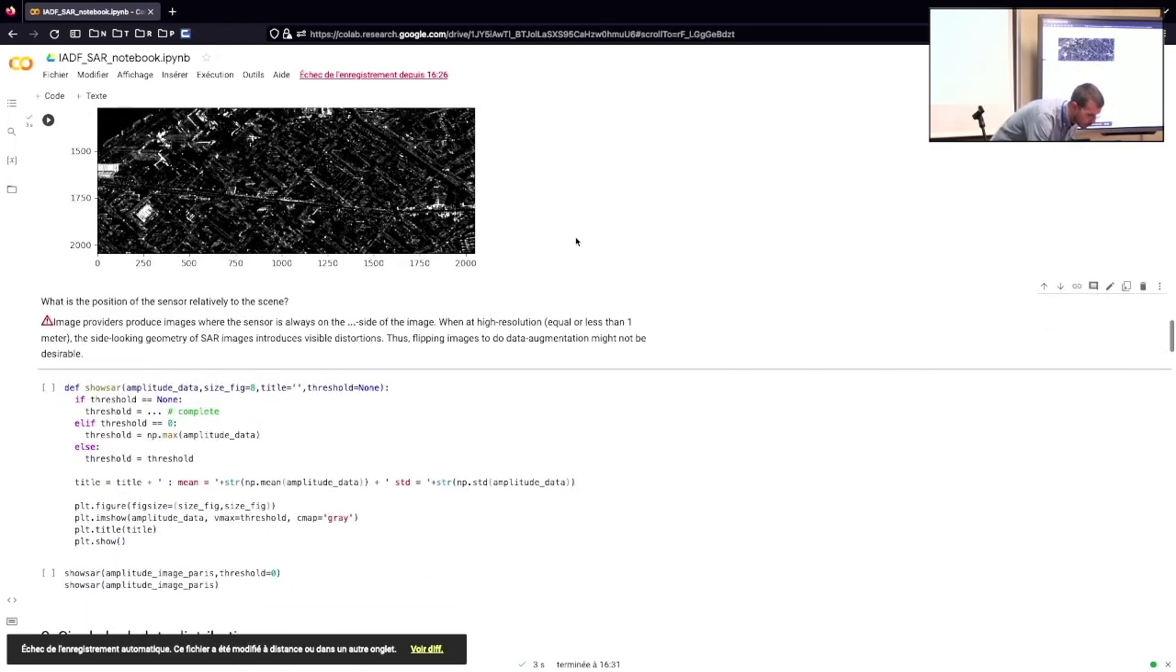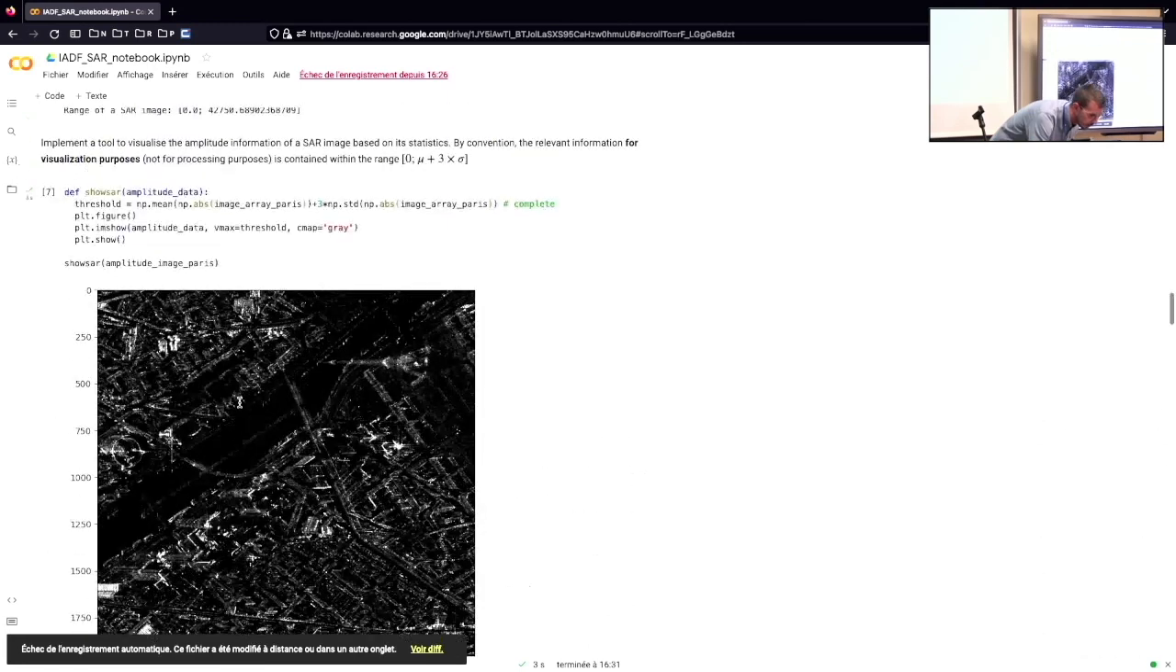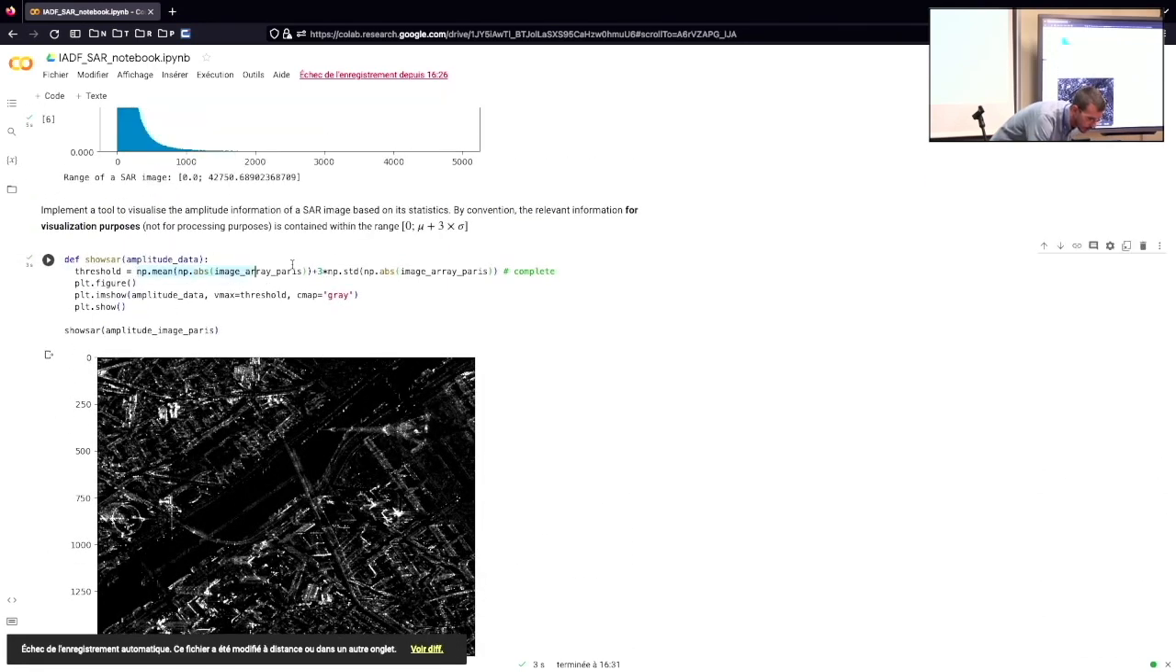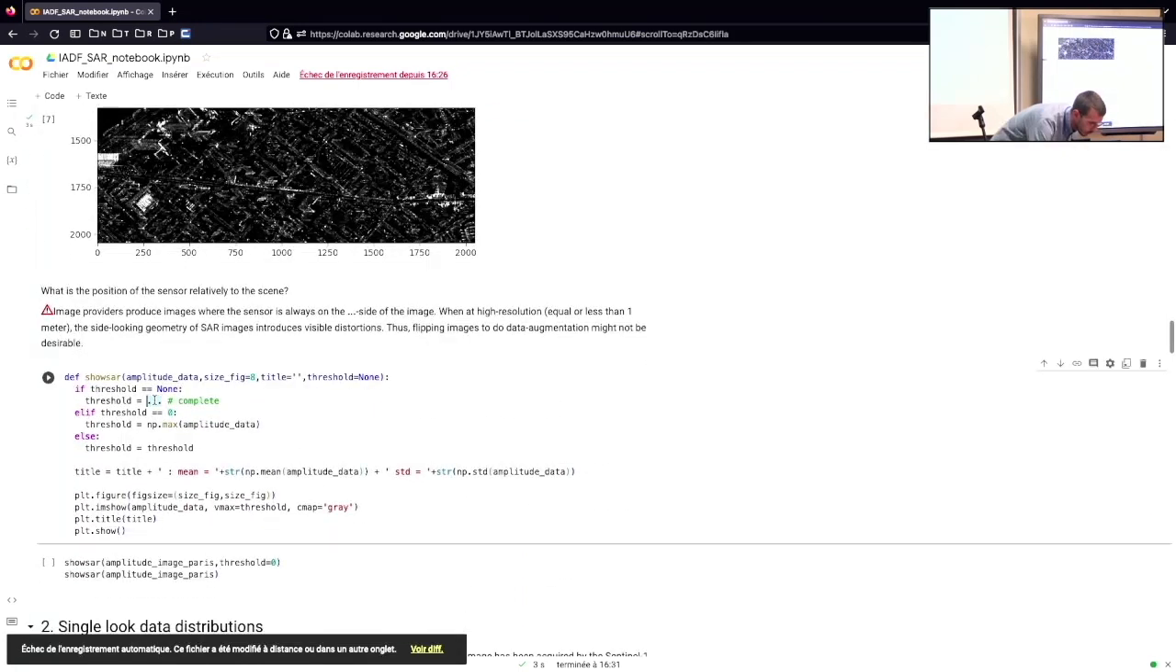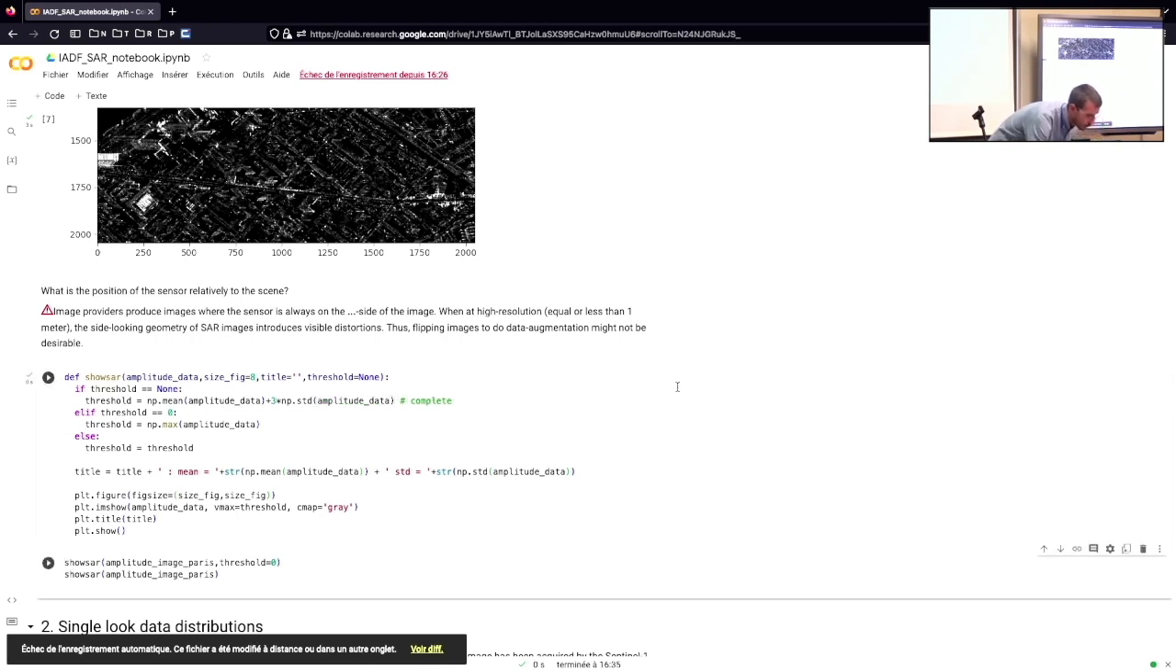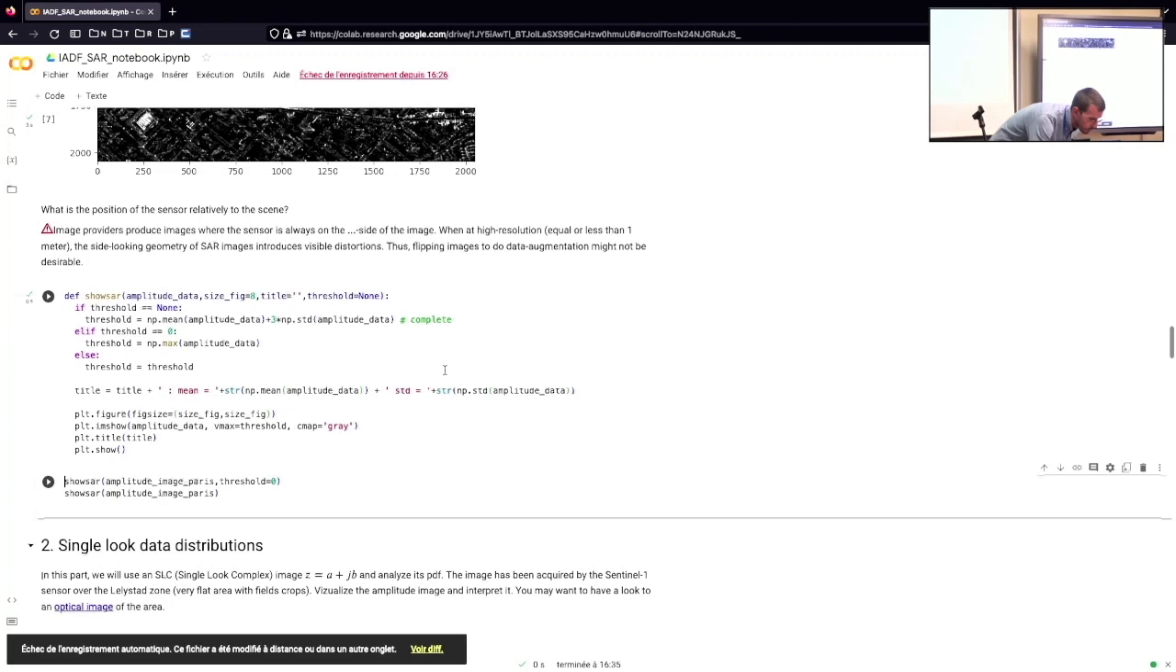Okay, so here we're going to re-implement the same function that we defined before. We are giving an input amplitude data. So I'm going to suppress this. In this way you will have a title to your image, you can change the size of the figure, and you can decide whether you want to apply thresholding or not.